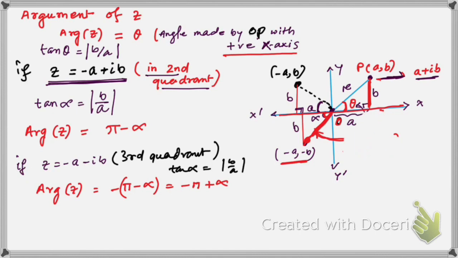Okay, so what if it is in the fourth quadrant, right? So in this case, let me clean this thing. If it is in the fourth quadrant, this is the fourth quadrant, and this is the perpendicular. Suppose this is b and this is a, and this angle is, suppose now, theta, or you can say minus alpha. Let me take alpha.